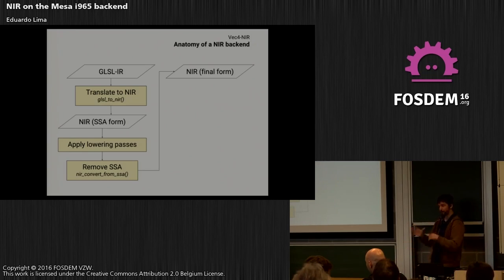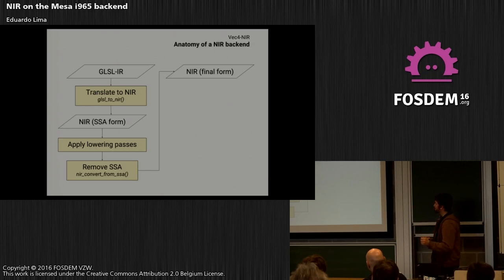Then we take it out of the SSA form. Basically it's translating all these variables, following each of the original variables to where it ended up, and creating registers for them. And basically what you get is NIR in its final form.